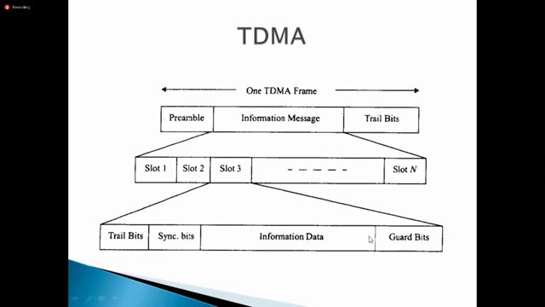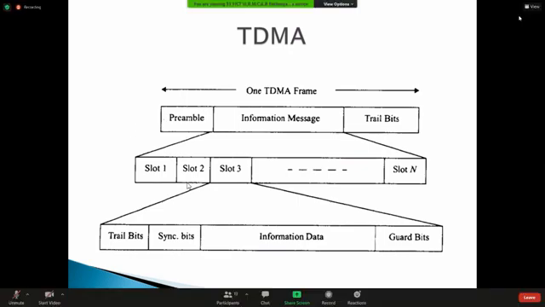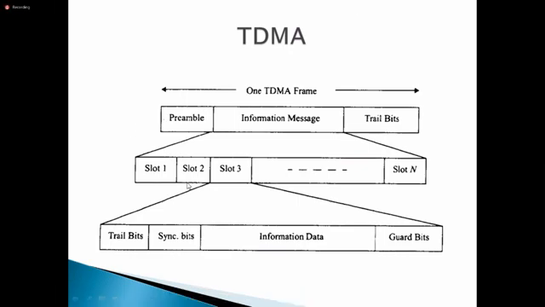If there are no guard bits, these two slots can merge together during transmission, right? Due to the influence of noise and other environmental factors, these two TDMA frames, or two information data, can merge together if we do not have guard bits. So that's the purpose of having guard bits. Okay. So anyway, this is the TDMA frame structure.